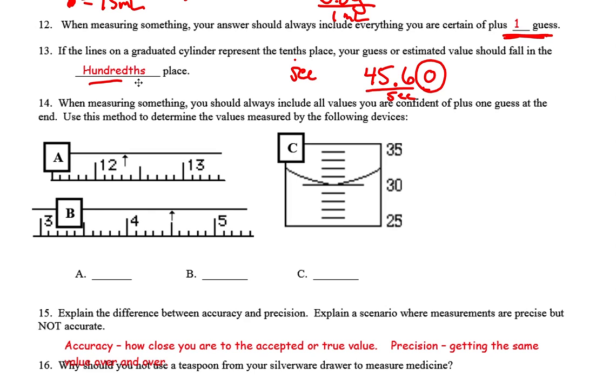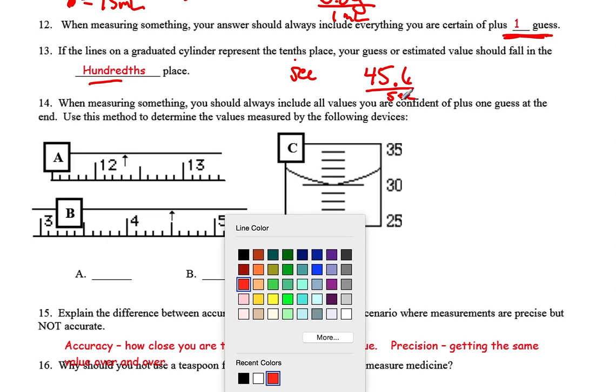We guess the hundredths. If it's halfway between the 0.6 and the next line up, 0.7, then we put 0.5 here. If it's almost up at the 0.7, then we change this 0.5, and instead we write maybe a 0.9. So 0.6 is what we see, and then we change it to a 9 in the hundredth spot. So basically, you see the lines on the device, write them down, and then your last digit that you write down is your guess.